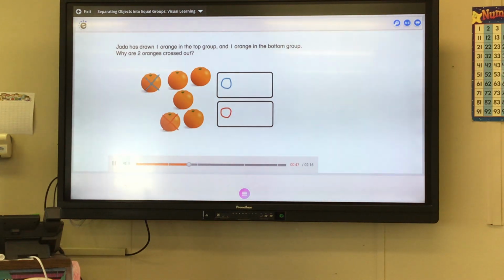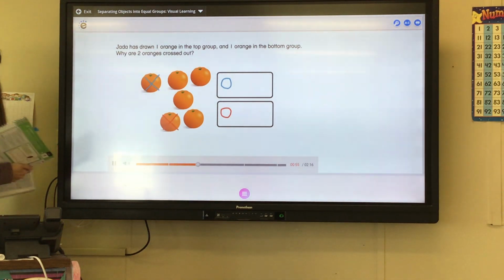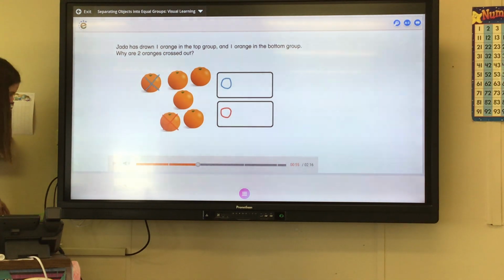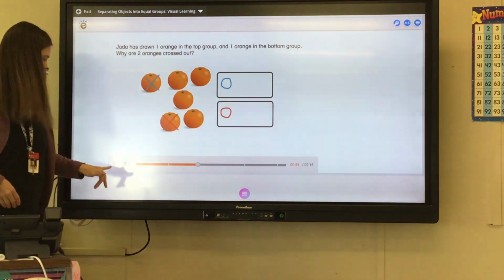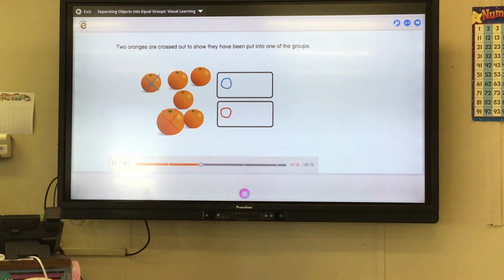Jada has drawn 1 orange in the top group and 1 orange in the bottom group. Why are 2 oranges crossed out? Ethan. Okay, so they know that they put 1 of each in the boxes there. 2 oranges are crossed out to show they have been put into one of the groups.